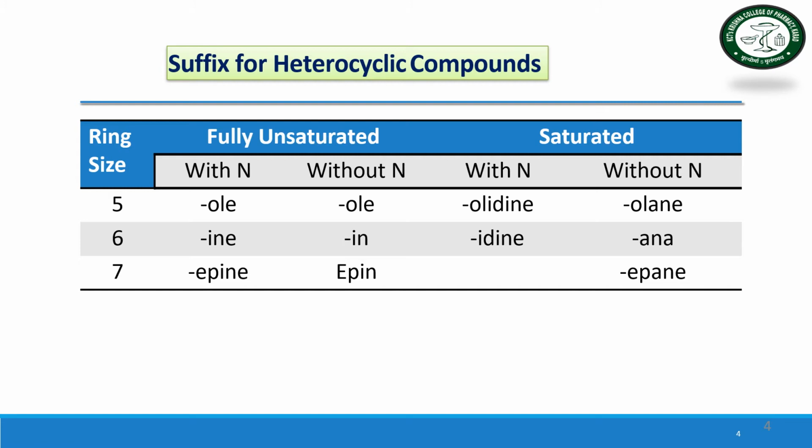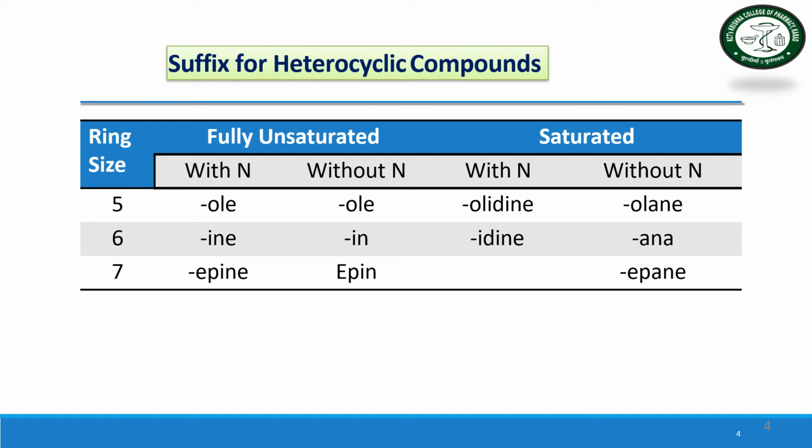What about seven-membered ring? Fully unsaturated, containing nitrogen, we use epine. Whereas without nitrogen, we use epine. Okay. What about a saturated seven-membered ring? Without nitrogen we use epane. So these are the very important suffixes used during the drawing or nomenclature of heterocyclic compounds. I repeat once again: rings containing five-membered, six-membered, and seven-membered ring.